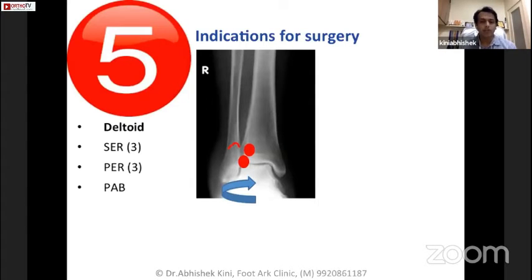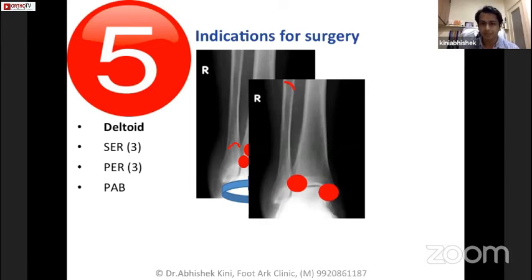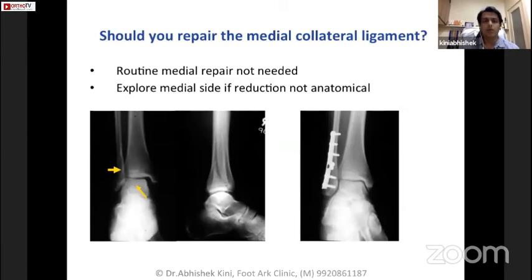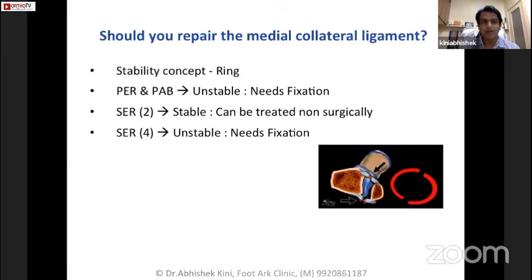Lastly, the fifth point of the ankle is the deltoid. Again, a huge controversial point, where it's seen in supination external rotation injuries, pronation external rotation, and also in pronation abduction injuries like this. The old school of thought was that routine medial repair is not needed, and to explore the medial side if reduction is not anatomic. But you need to understand that the stability is of the entire ring, and if you don't address it, or if you leave more than one component of the ring as broken, you are more likely to cause instability in your ankle, and results will be suboptimal.